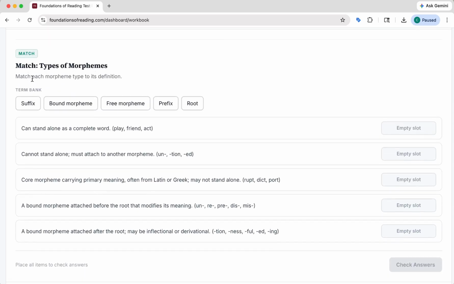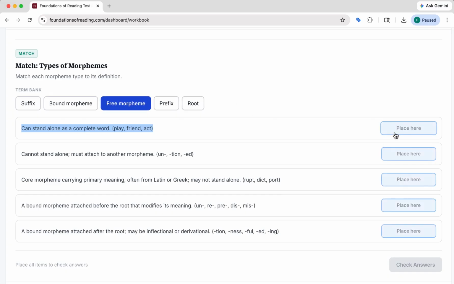Match types of morphemes. Match each morpheme type to its definition. All right, we've got 1, 2, 3, we have 5. First up, can stand alone as a complete word. Take a moment here to try your best and do all of the matching too. Can stand alone, that's a free morpheme, like play. It's kind of like a root word. I think free, because it doesn't need anything to exist alone, right? Let's go.